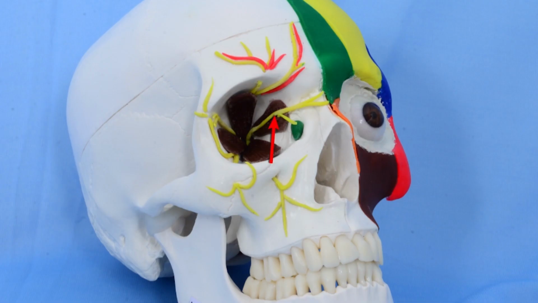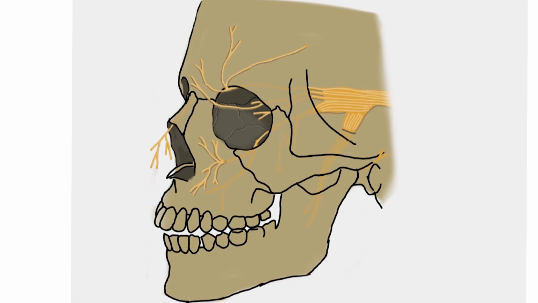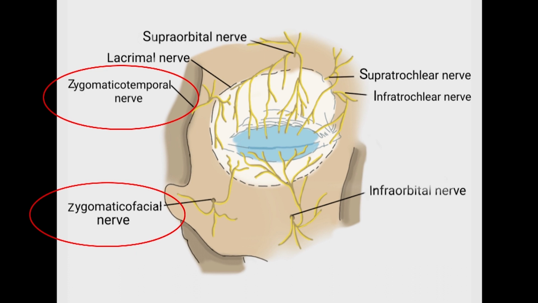The nasociliary nerve branches into the anterior and posterior ethmoidal nerves and the infratrochlear nerve. They innervate the lacrimal sac, inner canthus, and the lateral aspect of the nose. The maxillary nerve enters the orbit through the inferior orbital fissure and emerges as the infraorbital nerve from the infraorbital foramen. The zygomatic branch of the maxillary nerve enters the orbit and divides to form the zygomaticofacial and zygomaticotemporal nerves.